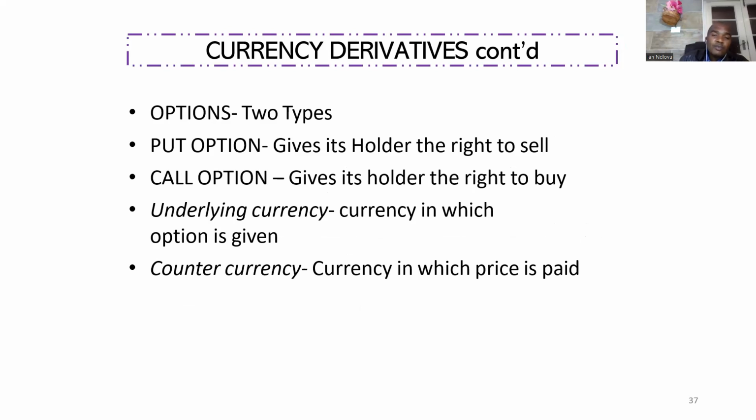We have two types of options, which are covered in detail when you are doing cost and risk management. And this is just monetary economics, where we look at foreign currency exchange market dynamics, so we don't go all the way to the Black-Scholes model. We have the put option, which gives its holder the right to sell, whilst the call option gives its holder the right to buy.